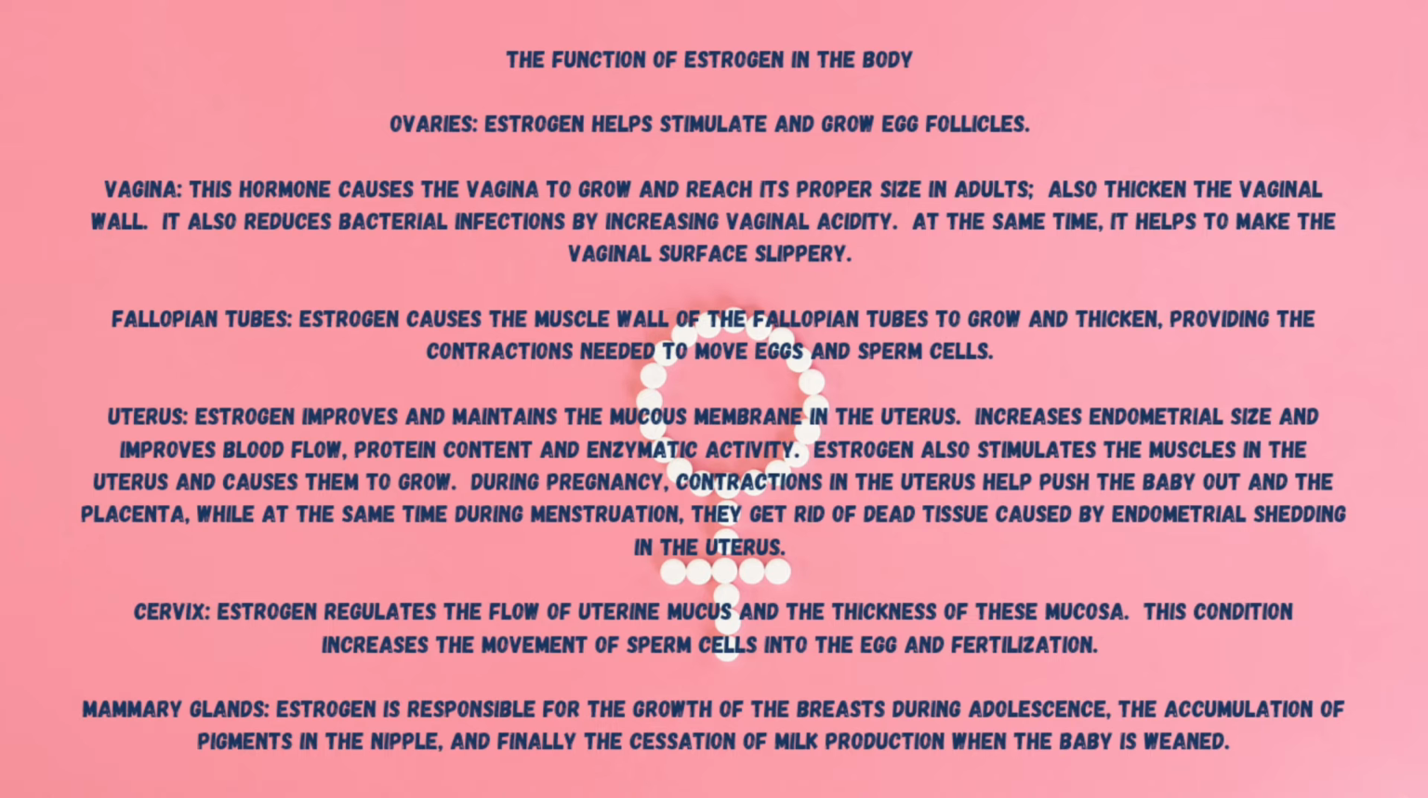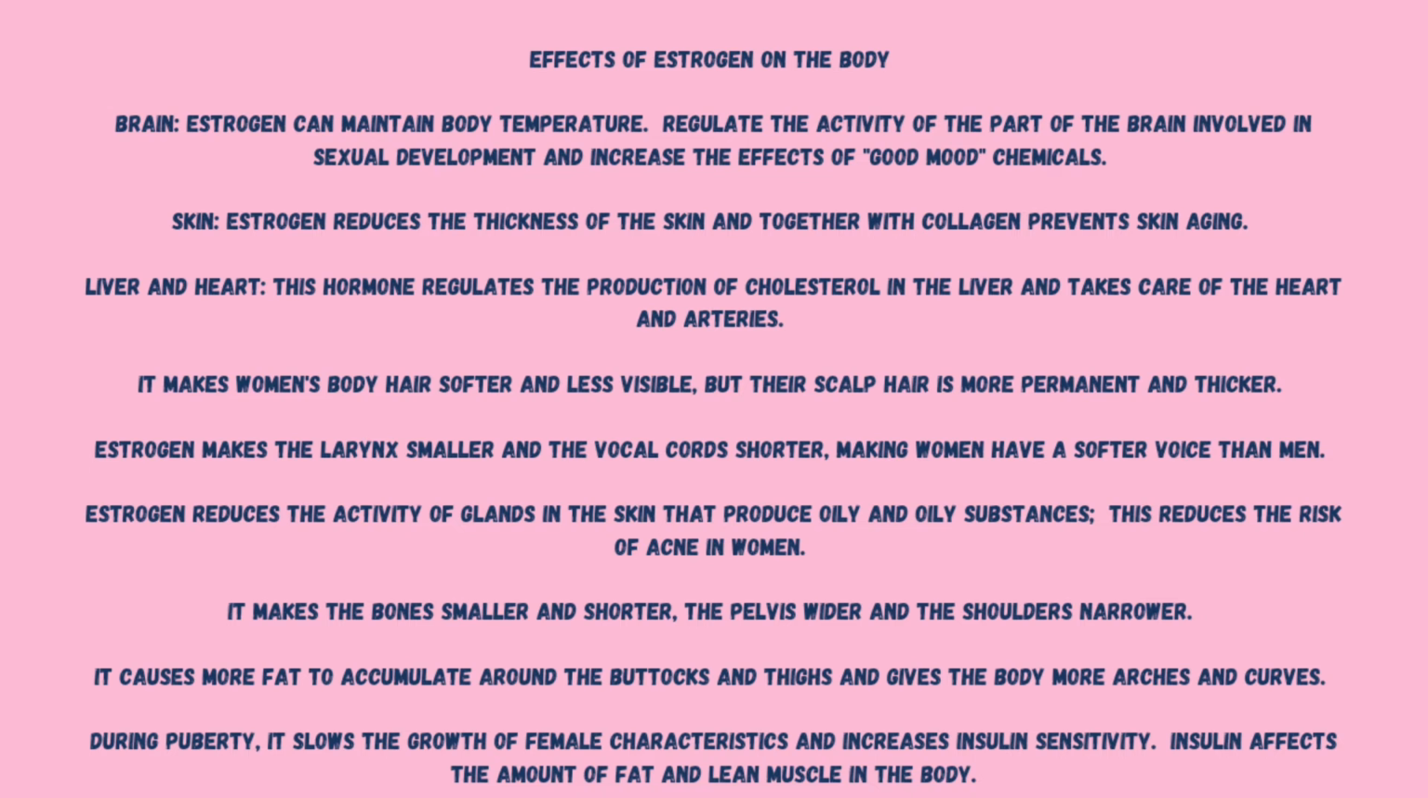Mammary glands. Estrogen is responsible for the growth of the breasts during adolescence, the accumulation of pigments in the nipple, and finally the cessation of milk production when the baby is weaned. Effects of estrogen on the body. Brain. Estrogen can maintain body temperature, regulate the activity of the part of the brain involved in sexual development and increase the effects of good mood chemicals.